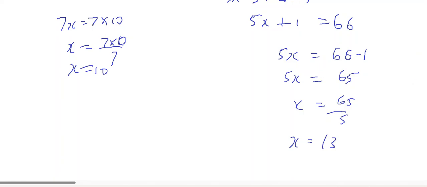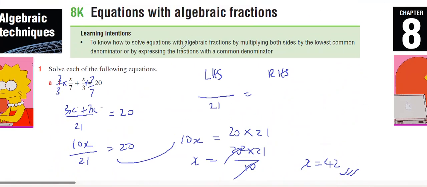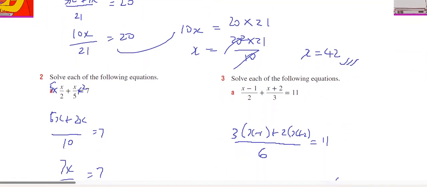13 times. So in 8K, we are trying to solve the equation, but we need to use the algebra that we've learned in Chapter 8 to do so.